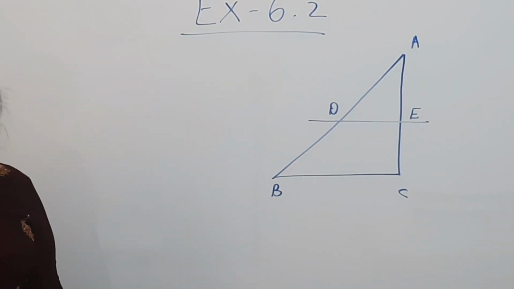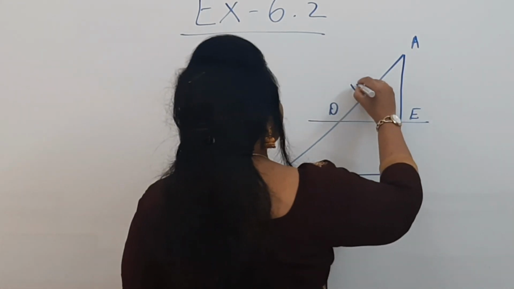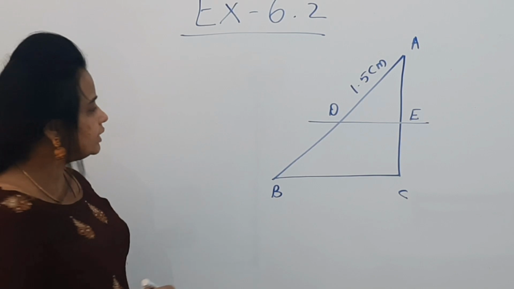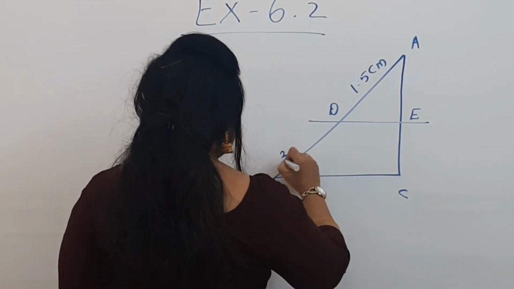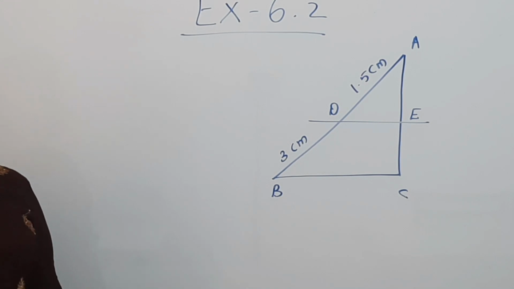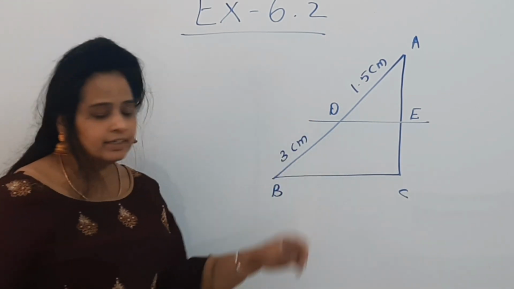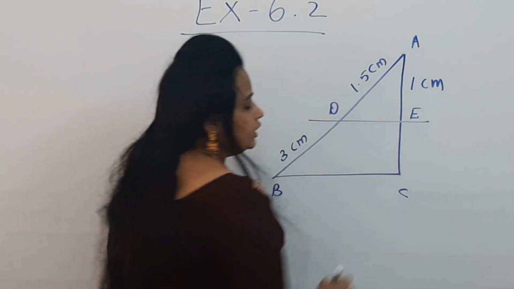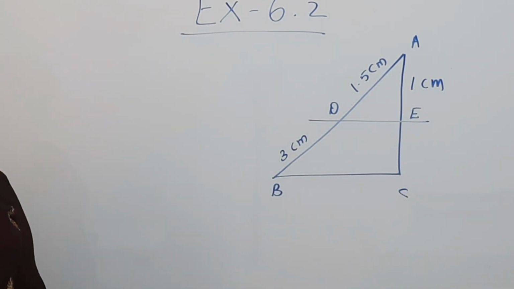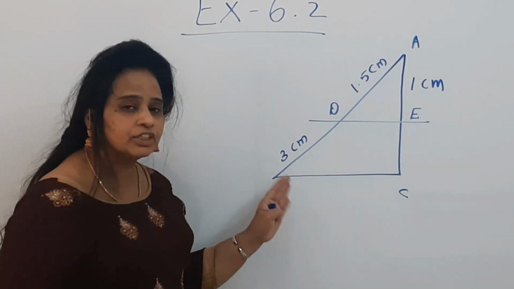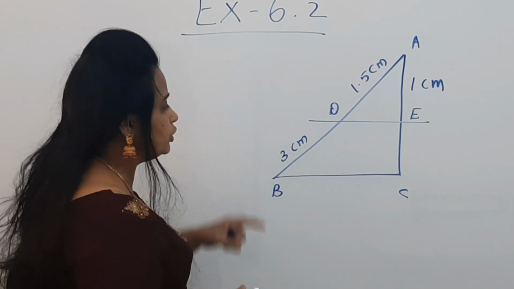And the measurements are: AD is 1.5 cm and BD is 3 cm. Of course, BD must be lengthier, but I just drew it more or less equal, but I hope you will understand. And then AE is 1 cm. So the question is to find EC in both the triangles. First we take the first triangle, the first question of exercise 6.2.